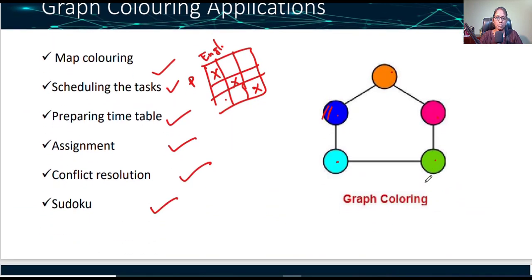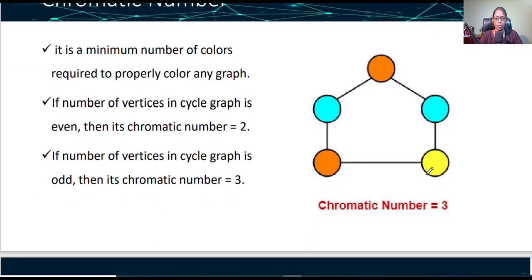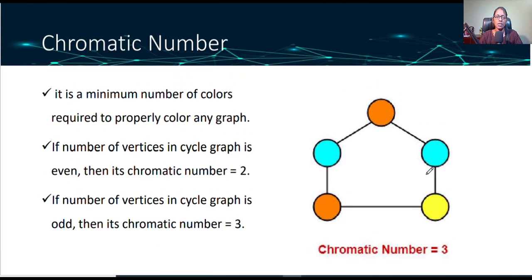But the minimum number of colors required to properly color any graph is called the chromatic number. It is the minimum number of colors required to properly color any graph. That is called the chromatic number.